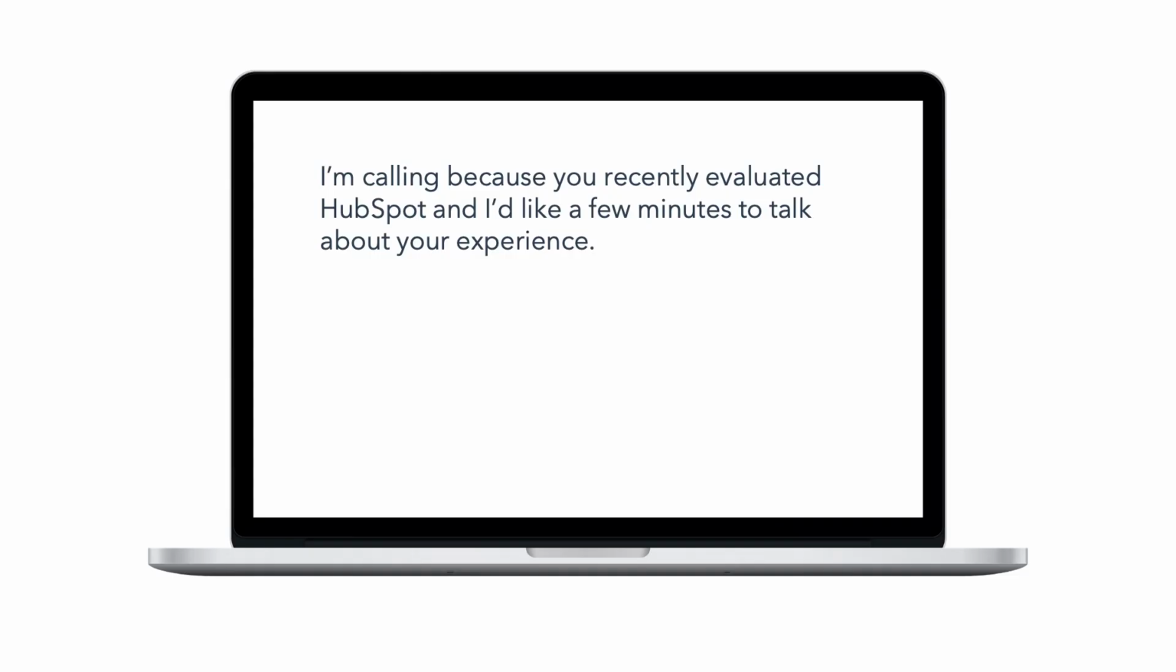Next, let's talk about how to motivate them to respond to you. Now, in today's world, email is the most effective strategy to get someone to talk to you. If you're feeling bold, you can always pick up the phone and call someone, although you'll most likely get their voicemail and will have to send an email follow-up anyway. In your email, say something like, "I'm reaching out because you recently evaluated HubSpot and I'd like a few minutes to talk about your experience."